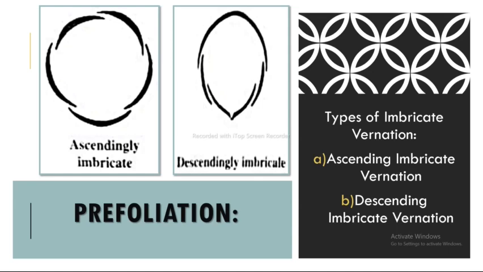Again, the descending imbricate vernation is also referred to as papilionaceous vernation. In this type of vernation, one large petal overlaps the two lateral petals or wings, which further overlap the two small interior petals known as keel, and examples are peas and beans, etc.